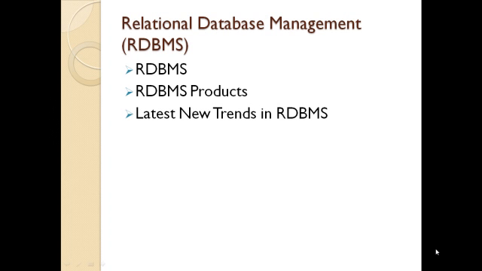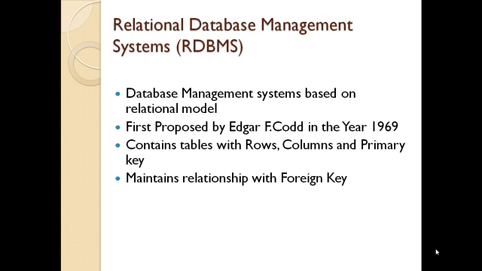So next we'll see about the Relational Database Management System, that is RDBMS. We'll see what is RDBMS, and next the products of RDBMS as well as the latest trends in RDBMS. In RDBMS, we store the data as a relational model. For maintaining the relation, we create keys called primary key and foreign key. For maintaining the relationship between one table and another table, we can use the foreign keys.